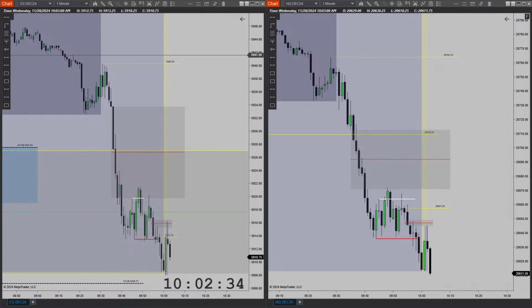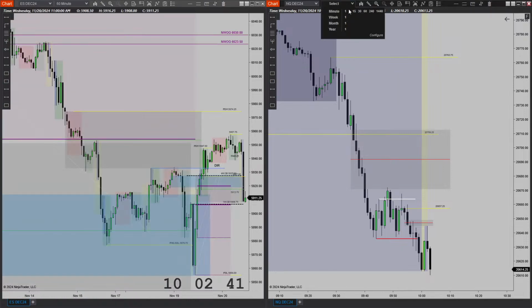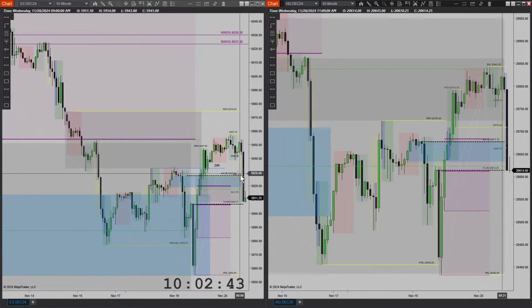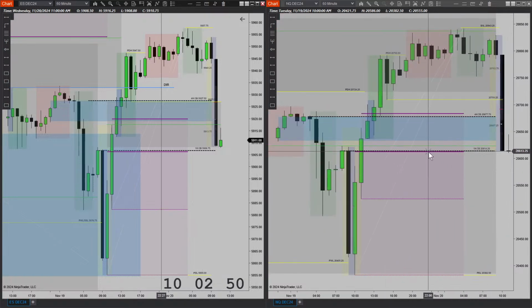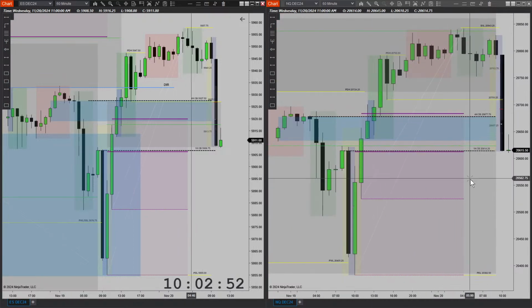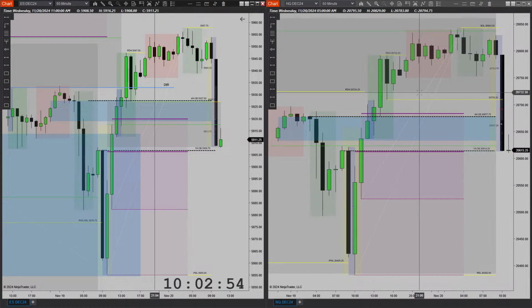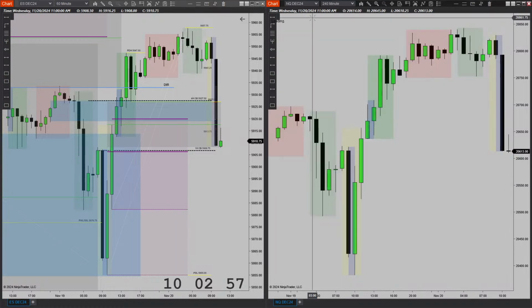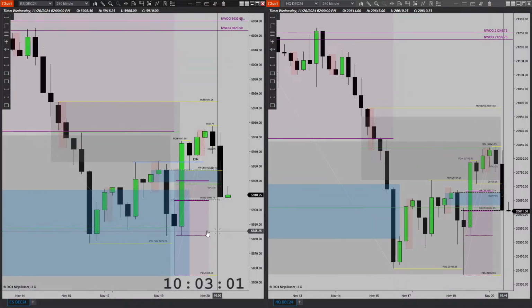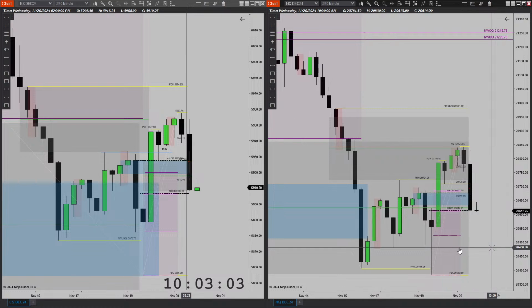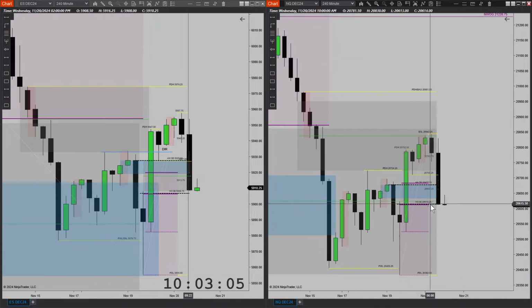I don't like how the 1 hour and the 4 hour closed. I don't like how this 1 hour closed. I would have liked to have seen it up here, but obviously we did not get that, and instead we're just continuing to draw lower. And again, I don't like how this 4 hour closed either.